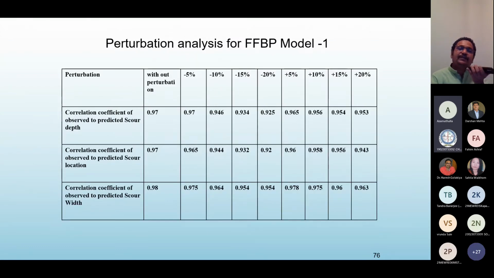You can see here, this is the pattern analysis for model one. You can see the correlation coefficient especially for depth of scour, location of scour and width of scour. The sir just told us this, so exactly my slide is matching, and I am very happy. If the data is erroneous, this is how it takes place. That is the beauty of these soft computing models. Next, please.